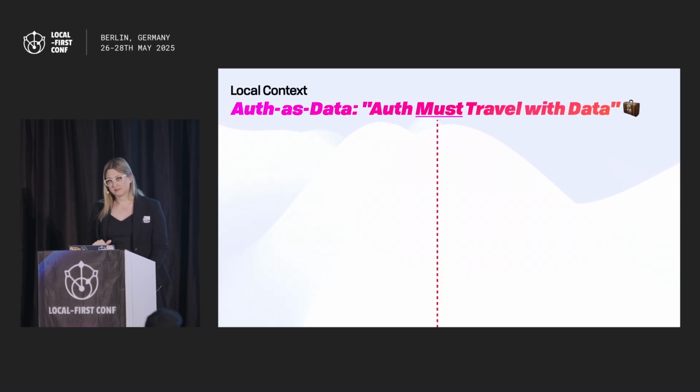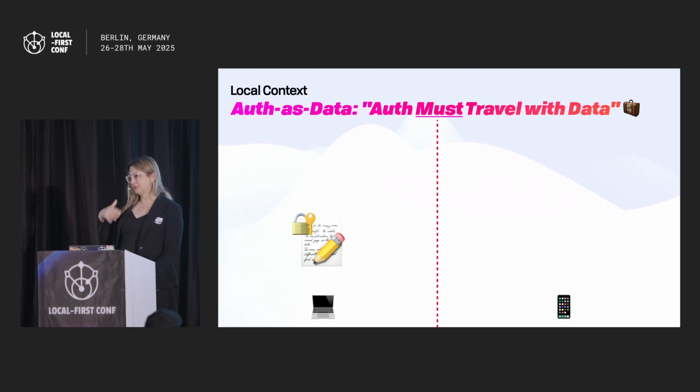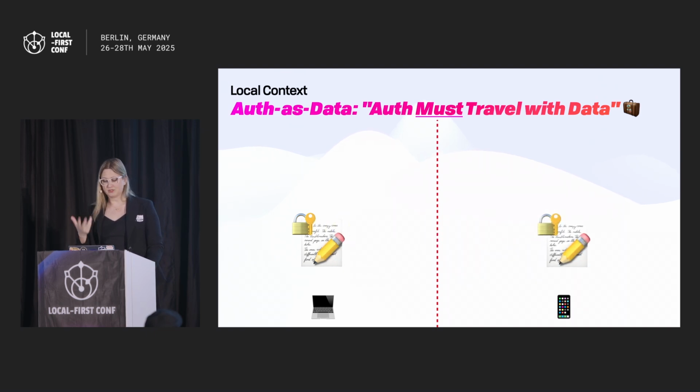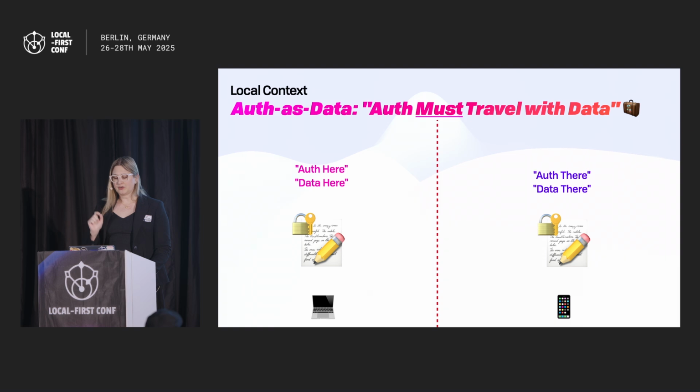In Local-first, we have a different mechanism called auth as data. Essentially, your auth has to move around with your data wherever it lives, because we don't have that network boundary. To use one example that I think is more intuitive, you have encryption. If you don't have the decryption key, you can't read it, no matter where it sits, right? And that encryption travels around with the data because it's an encrypted blob. So we no longer have these ideas of auth here and data there. We just have auth and data.